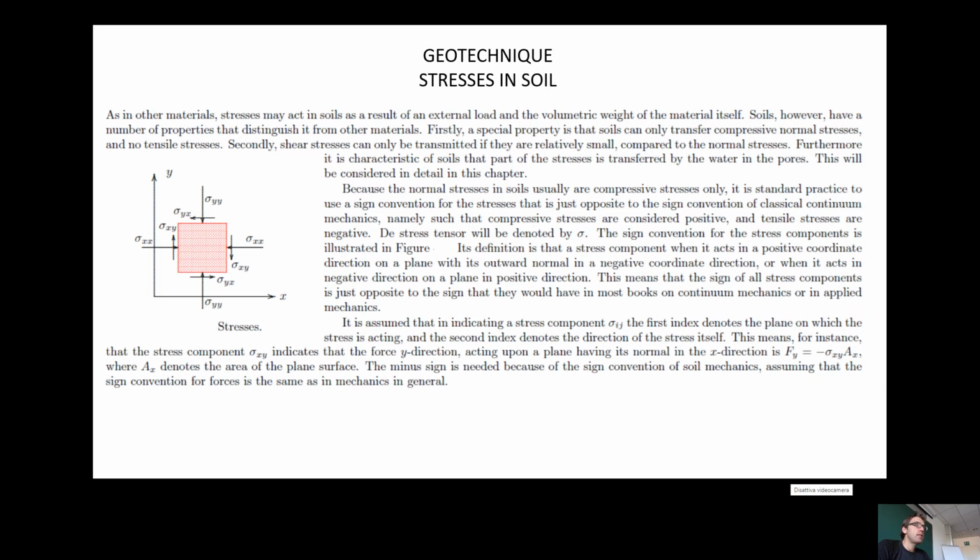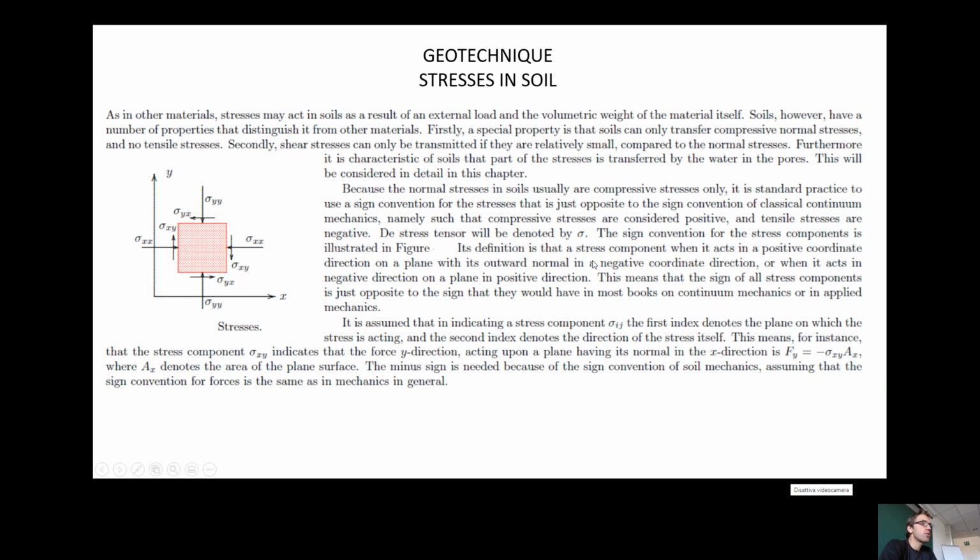Because the normal stresses in soils usually are compressive, as we said, it is standard practice to use a sign convention for stresses that is just opposite to what we use in classical mechanics. So the compressive stresses are positive and tensile stresses are negative, the contrary of what you generally do. The stress tensor is denoted with sigma, and the sign convention for the stress components is illustrated in this figure.